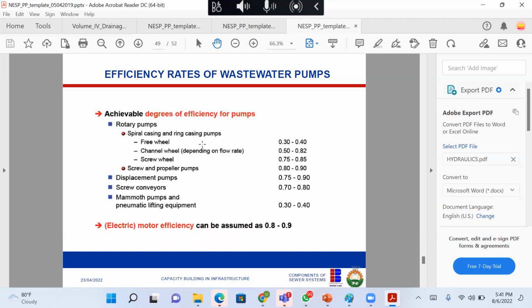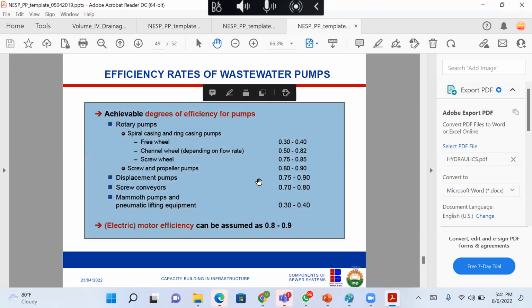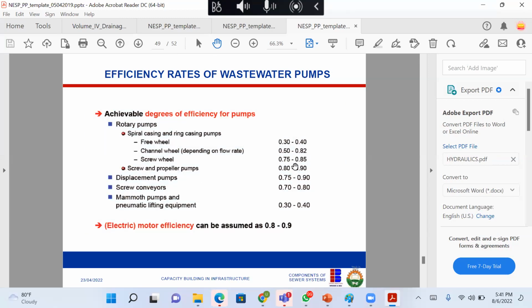So this is how you rate the efficiency of wastewater pumps. So every wastewater pump has high or low efficiency, right? So the screw pumps are performing best, while the screw and the propeller pumps are the perfect pumps you can use. Conveyor is also good. Displacement pumps are also good, and so on and so forth. But pneumatic lifting equipment is poor. The rotary pumps that have spiral casing are usually not too good either.